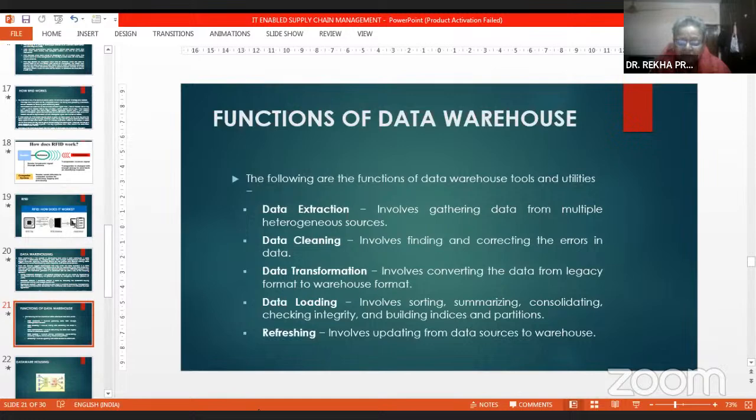Refreshing involves updating from data sources to warehouses, because data is also evolving. What is true for today might not be true for tomorrow. So you have to keep on refreshing and updating yourself so that you are in tune with the market condition.